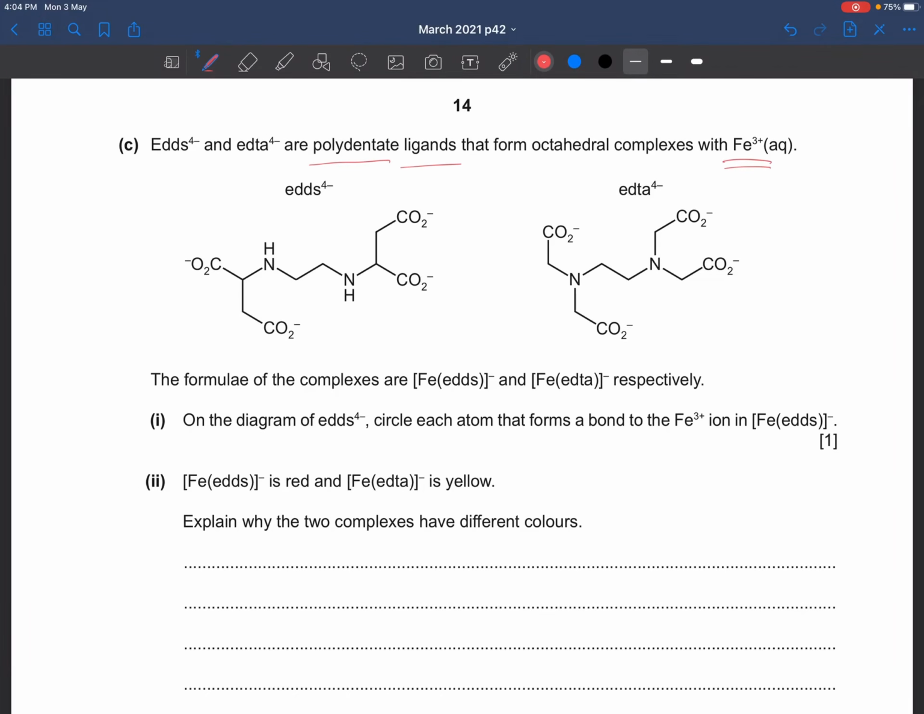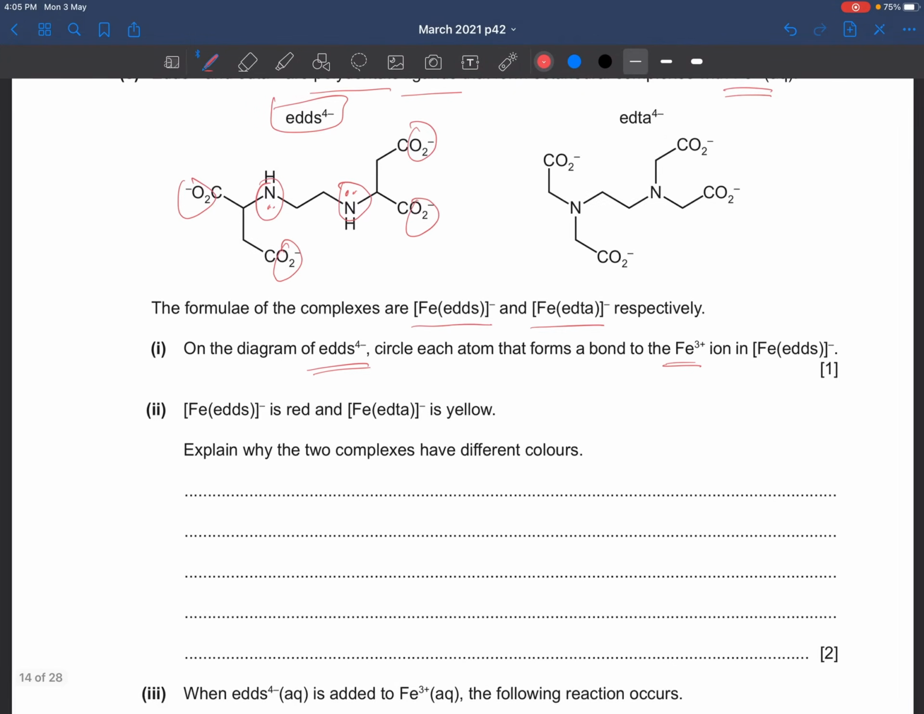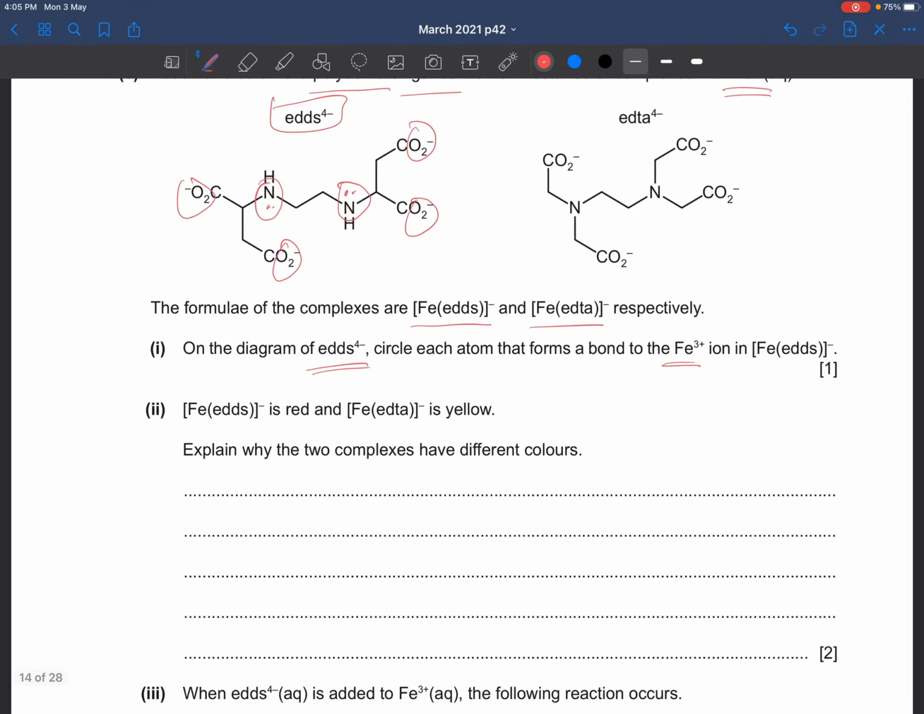These are polydentate ligands. The formulas of the complexes are this and this respectively. On the diagram of EDDS4-, circle each atom that forms a bond to the Fe3+ ion in FeEDDS-. So we circle each atom: oxygen, oxygen, oxygen, oxygen. Nitrogen has a lone pair, so this can also be attached, and this nitrogen can also be attached.